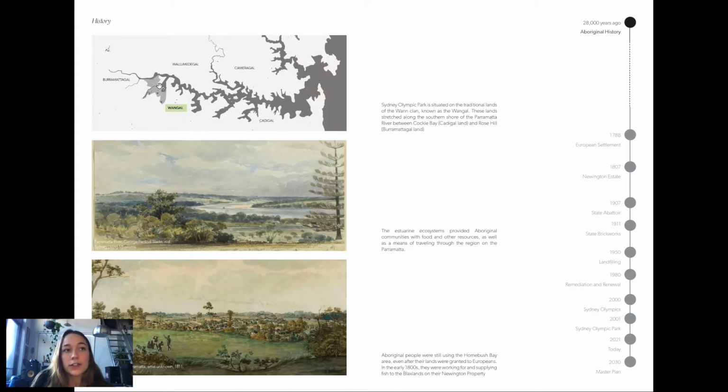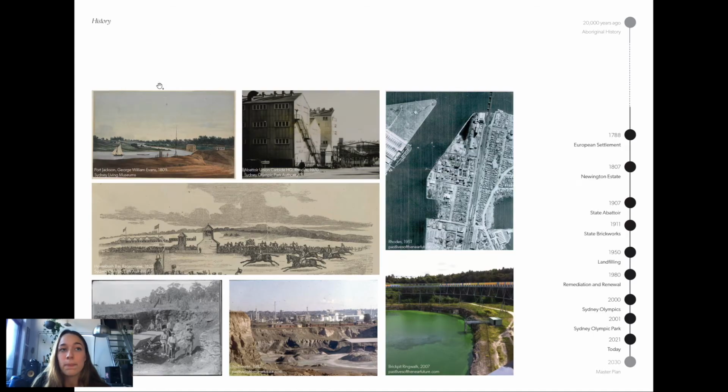The traditional custodians of the site were the Wangal people. These lands stretch between the Gadigal and the Barramadigal lands. The estuary ecosystem provided Aboriginal people with resources and means of travelling for 28,000 years. During European settlement, the site underwent dramatic change and degradation in land and water quality: an abattoir, industrial waste dump, brickworks. But in the 80s it underwent great remediation and renewal, preparing itself for hosting the 2000 Sydney Olympics. And today it's a premier destination for sports, leisure, recreation, and natural conservation.